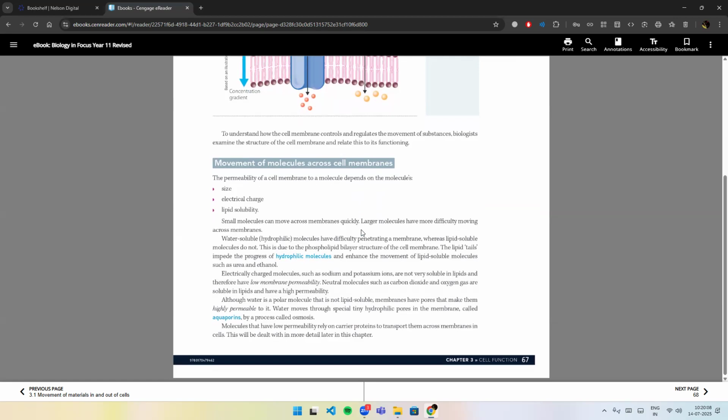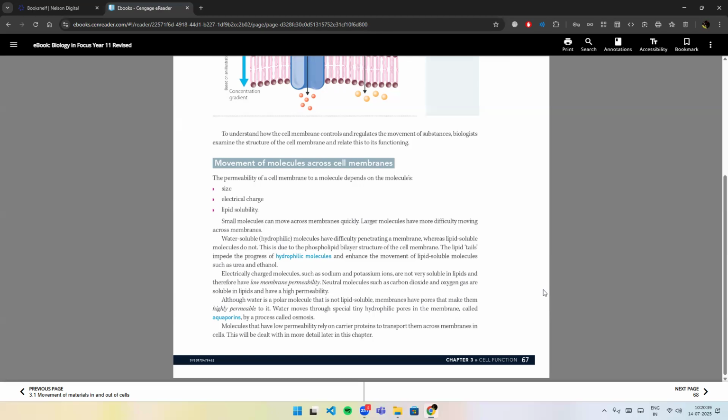Movement of molecules across cell membranes. The permeability of a cell membrane to a molecule depends on the molecule's size, electrical charge, and lipid solubility. Some molecules can move across membranes quickly. Larger molecules have more difficulty moving across membranes. Water-soluble molecules have difficulty penetrating a membrane, whereas lipid-soluble molecules do not. This is due to the phospholipid bilayer structure of the cell membrane.